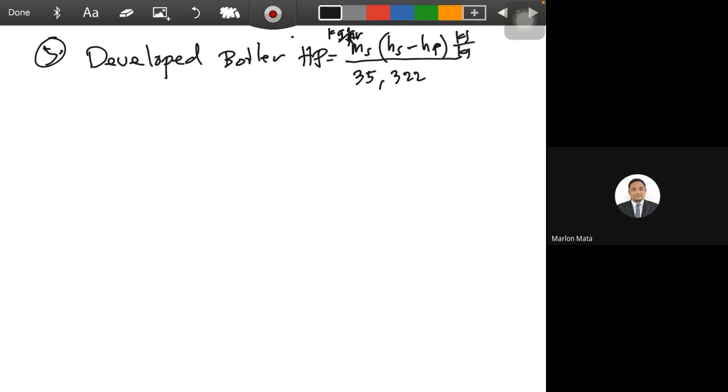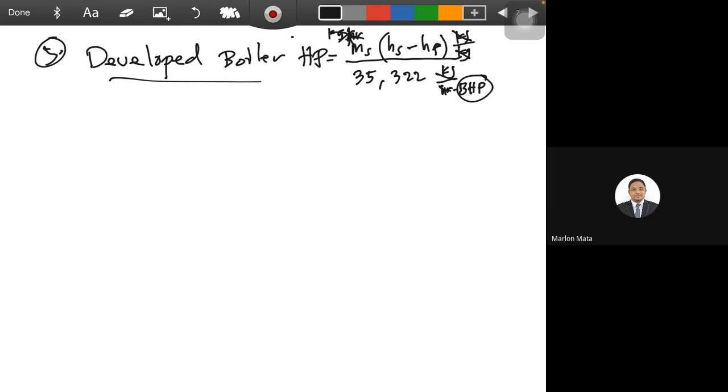So this unit, by the way, is kilojoules per hour horsepower. So one boiler horsepower, BHP, boiler horsepower. It will do cancellation of units, cancel the kilogram, cancel the kilojoules. So what remains is now the boiler horsepower unit.